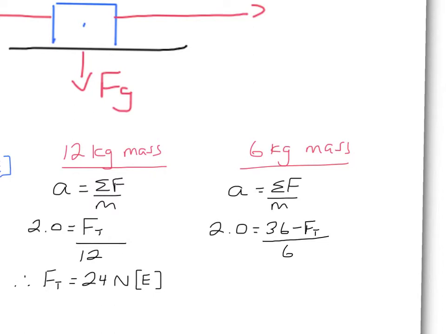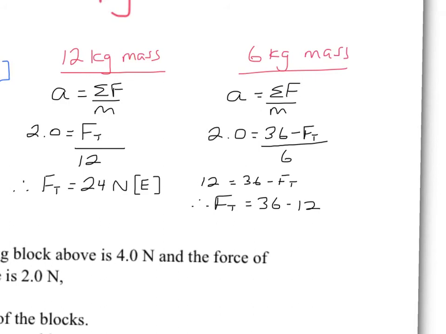Okay, so if I rearrange this equation, I can see that 6 times 2 is 12. So I get 12 being equal to 36 minus force of tension. Rearrange the equation and isolate for force of tension, and what you end up with is force of tension being equal to 36 minus 12. Look at that, 36 minus 12. Well, that turns out to be 24 newtons. So 24 newtons all over again.